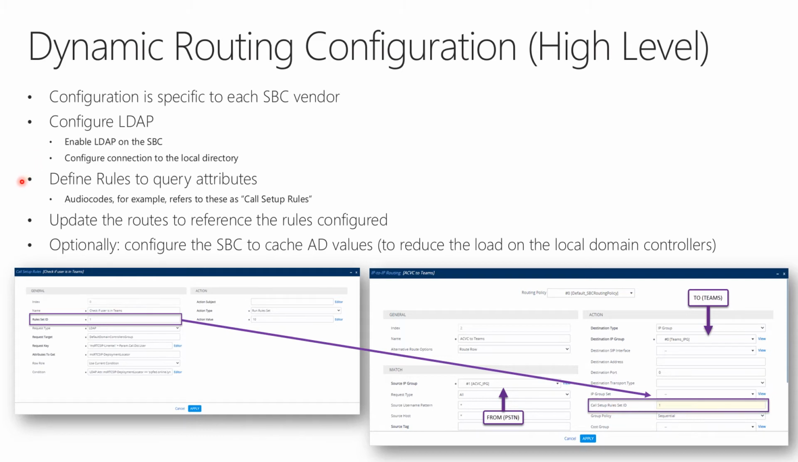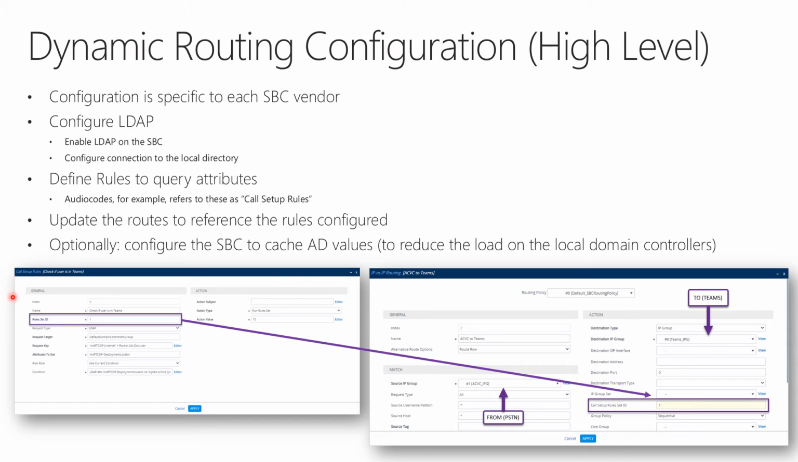The next step is to build the rules to query the respective attributes that we want out of Active Directory, right? This is where we start building the logic, right? Hey, if the user is on-prem, send it to Skype. If the user is online, send them to Teams. These are the rules that we're going to query here. Now, in the AudioCodes world, we call these call setup rules. I'll give you a sample here of what that looks like on the screenshot on the left.